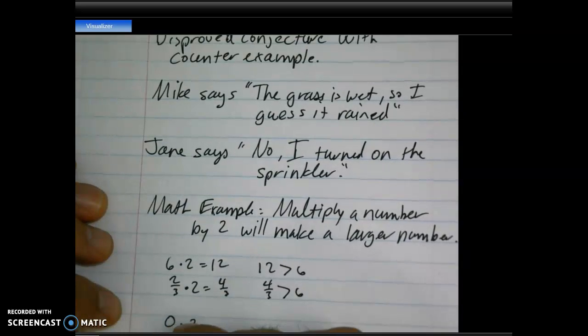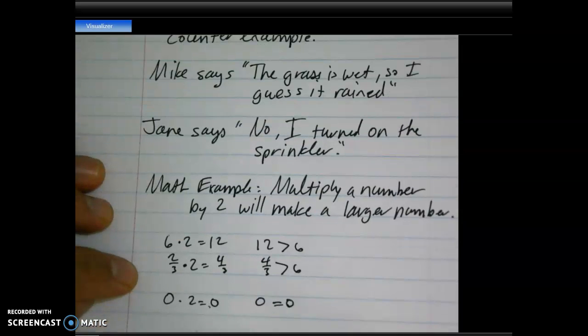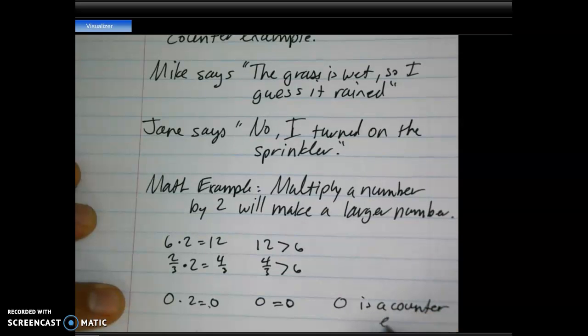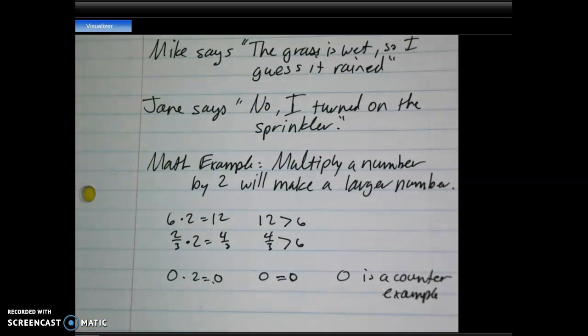0 times 2 is 0. Is 0 greater than 0? No, 0 equals 0. So 0 is a counterexample. Okay? Now, ideally, you just need one counterexample to prove it. So that 0 by itself proves it, but that's not the only counterexample that you could have come up with.